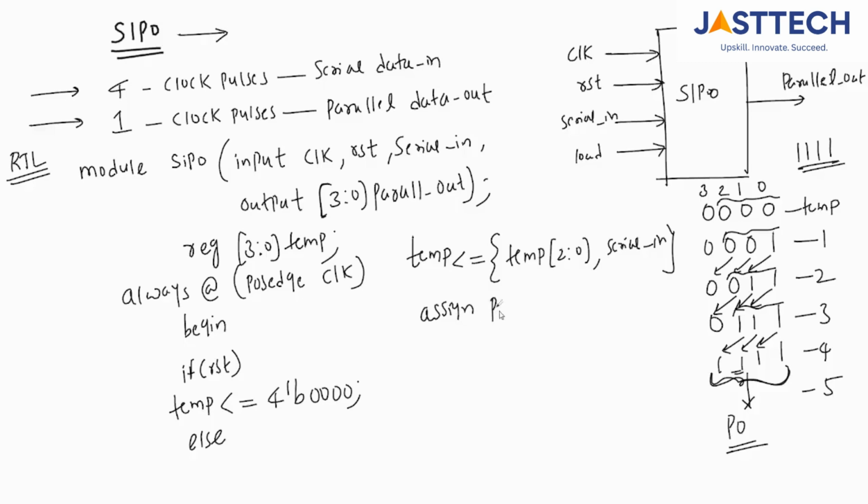And next, assign parallel_out. parallel_out is 4 bit, no? So the data is coming from the temp register. The temp register is also 4 bit. So that is the non-blocking assignment with the temp register. Then end module. So this is about the SIPO.